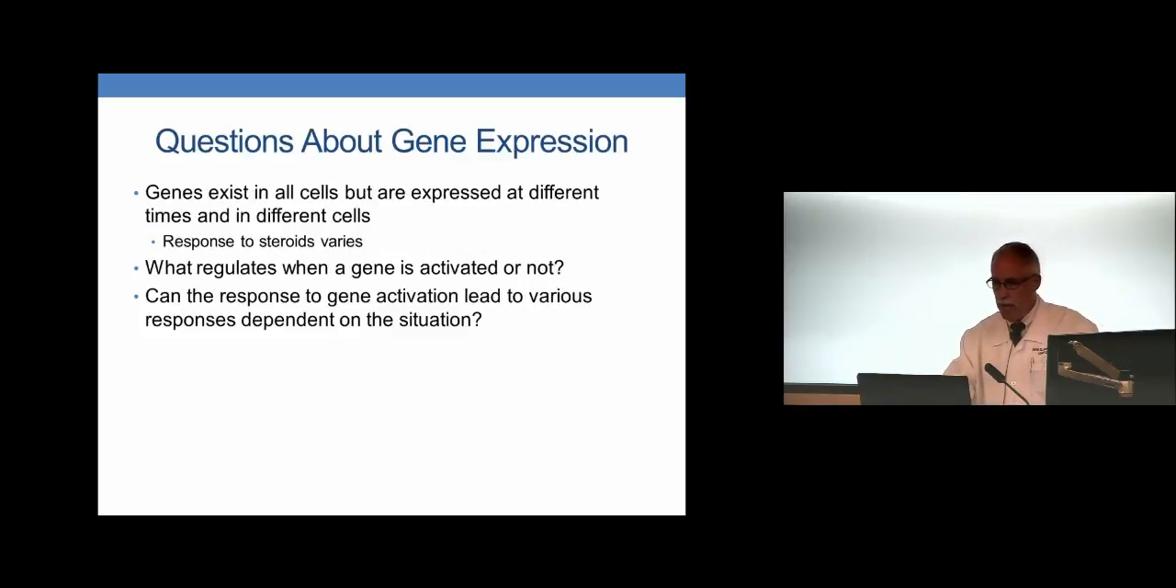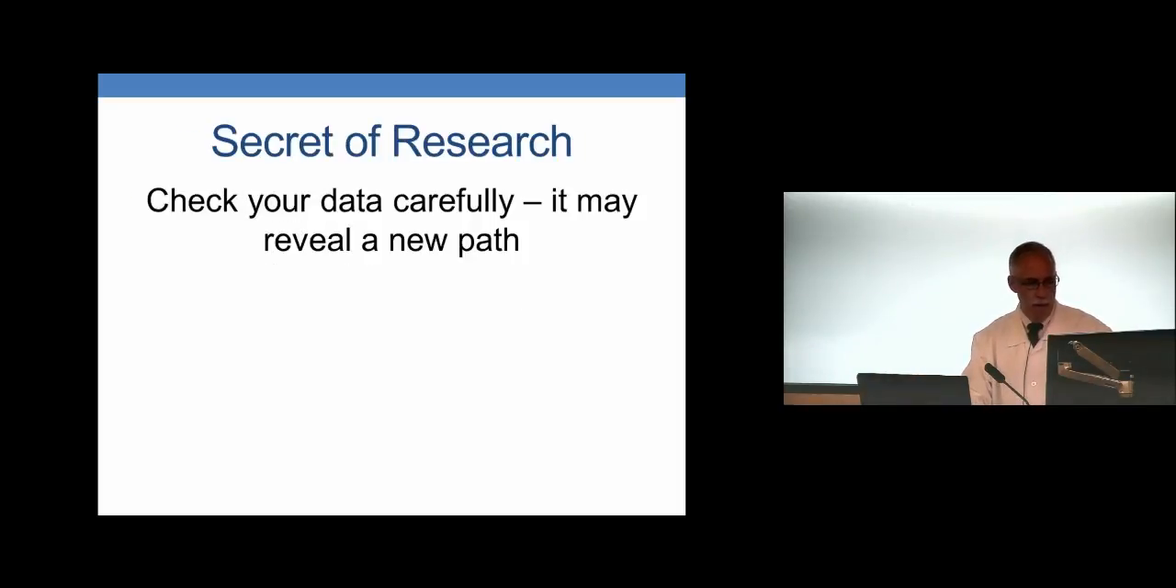Now, if you think about gene expression, all the cells have the same genes. The neurons may not want to respond to steroids, but they still have the gene, while you maybe want the inflammatory cells to. So what regulates that response? Why do some cells respond and some don't? We're going to talk more about that.